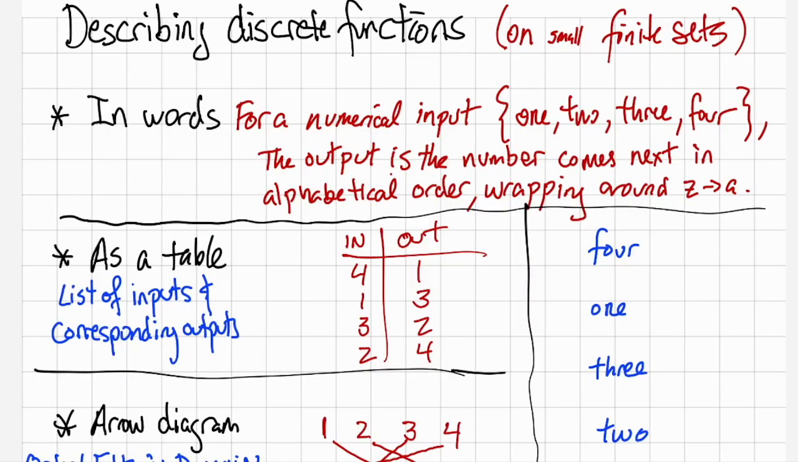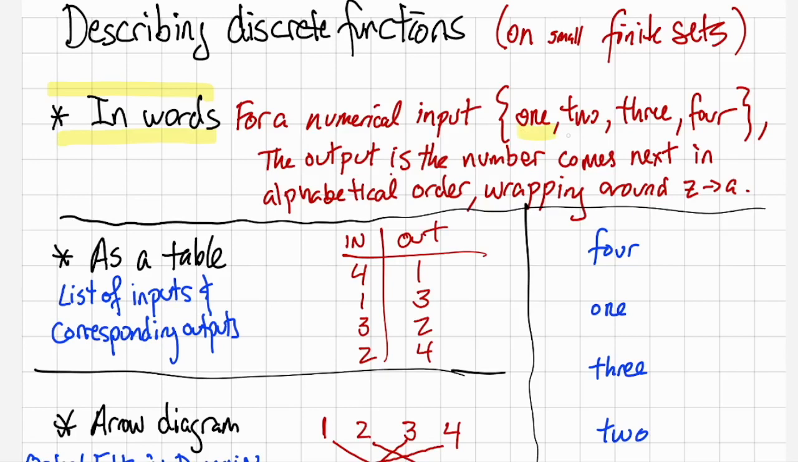When we describe discrete functions on small finite sets, often we'll rely heavily on this idea of writing it down in words. Here's an example. For a numerical input, 1, 2, 3, and 4, the output is the number that comes next in alphabetical order, wrapping around from Z to A. Okay, that's a mouthful. Let's try to parse that and understand what's happening.